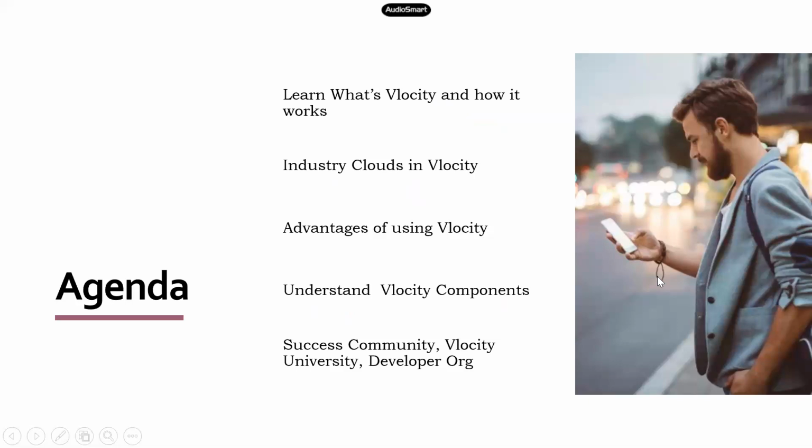Right. So in today's session, we'll try to understand what exactly is Velocity and what are the certain out of the box features that come along with Velocity. And whenever we talk about Velocity, it's mostly about industry specific domain or industry clouds. So we'll try to get a better understanding of what exactly that is, and there are certain advantages of using Velocity. We'll try to see all of these in our session today.